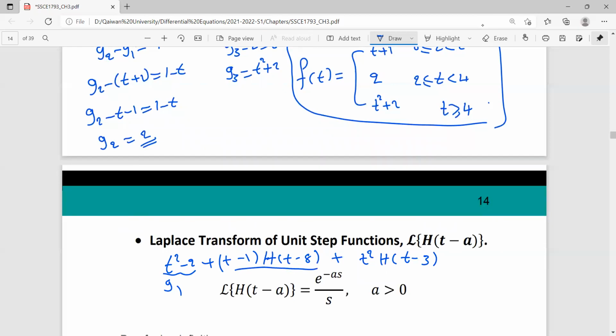How about these two? Which of these, I mean t squared and t minus 1, is G2 minus G1? This is 8 and this is 3. The smaller one is G2 minus G1. That means t squared equals G2 minus G1. That means G3 minus G2 is t minus 1.